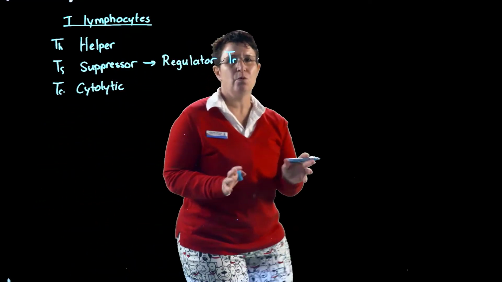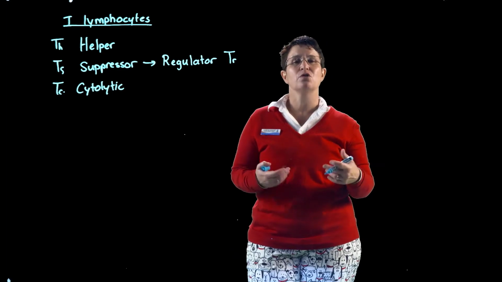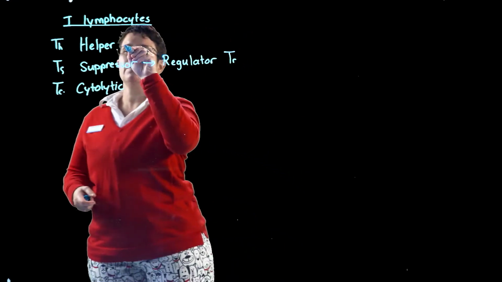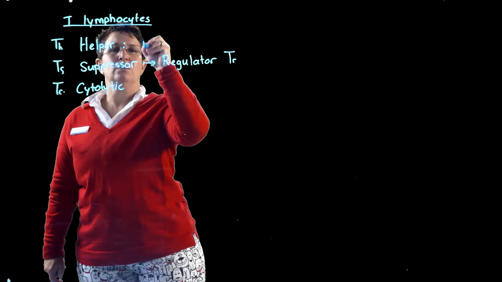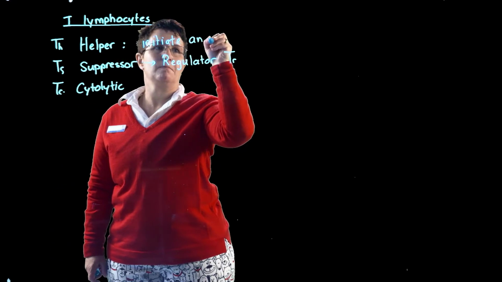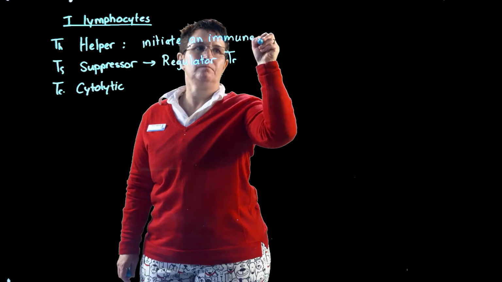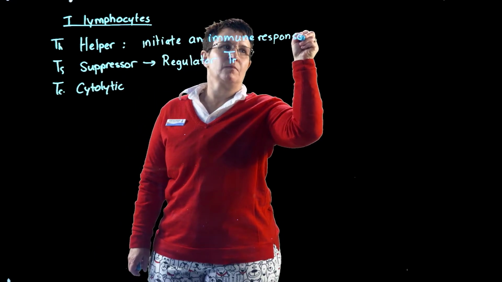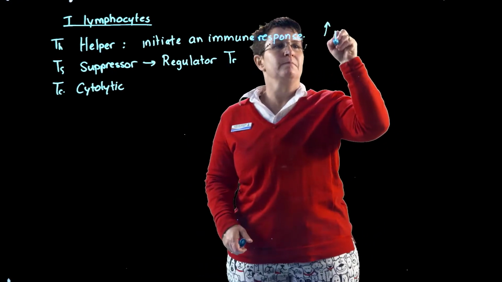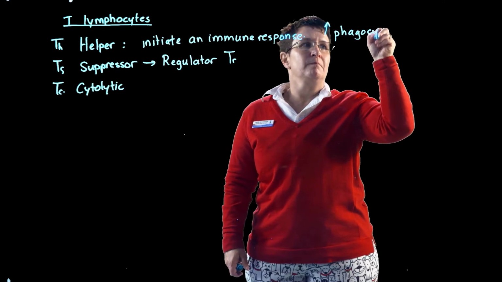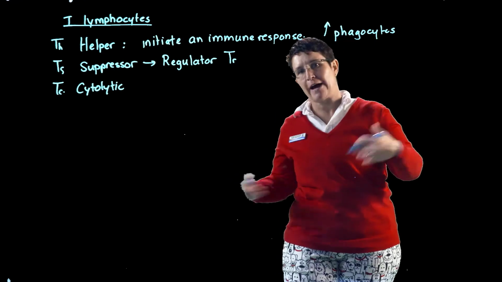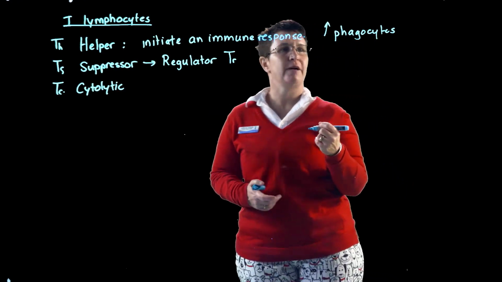I find that the wording suppressor is a lot more descriptive for the role that they're actually going to help with. So let's begin with this. A helper cell will initiate an immune response. What that means is it's going to control the presence of phagocytes. It'll control the rate of cytokines that are released, attracting things to the particular area of infection.